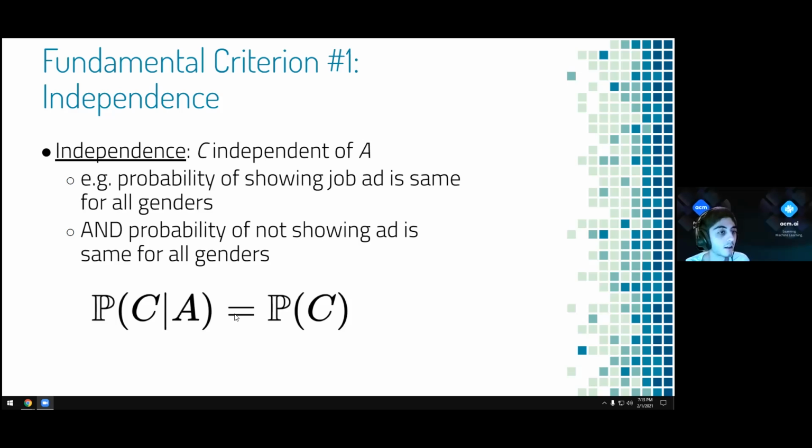So let's unpack this. All this is saying in English is that whether the model predicts that a person is looking for a job should have no bearing on their gender. So given that you know their gender, the prediction of whether they want a job or not shouldn't change. Given this additional information of their gender, it shouldn't matter. So if you don't know their gender, the probability that they want a job should be the same as if you do know their gender. So hopefully that's pretty self-explanatory. There's not really much more to that.